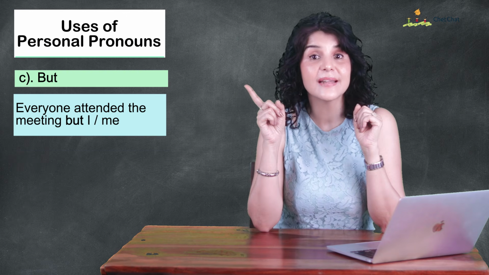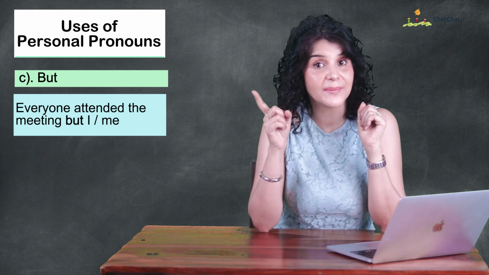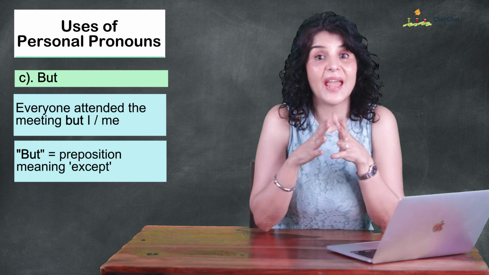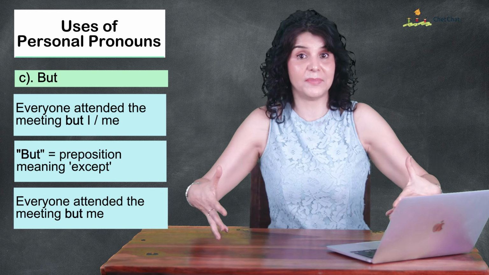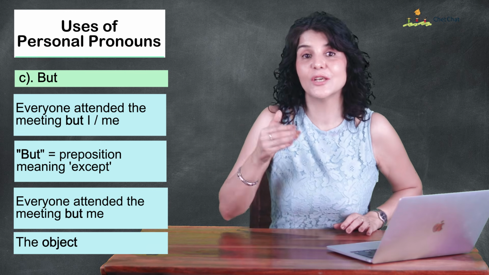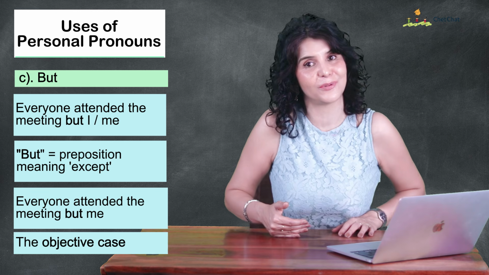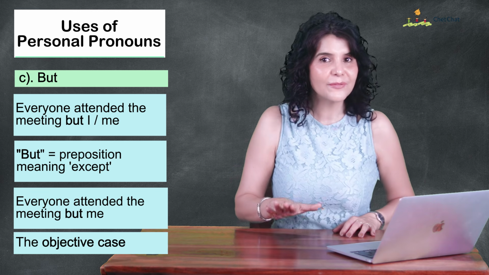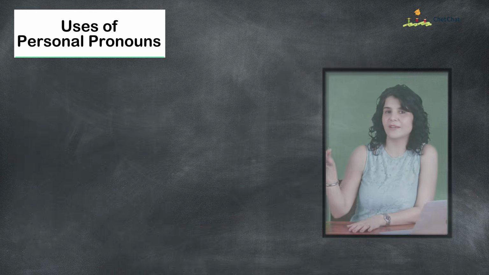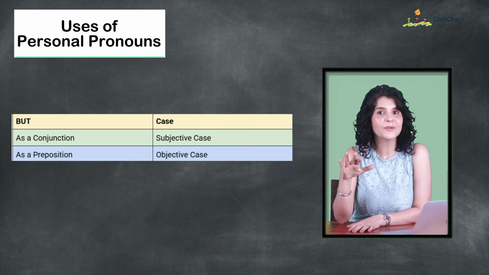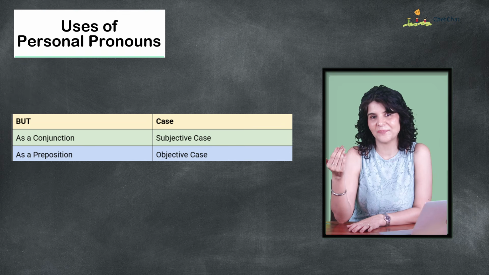But everyone attended the meeting, but. Now here but is used as a preposition, meaning except. Everyone attended the meeting but me. We use me, the objective case, because now it is the object of the preposition. This can be a little confusing, so I'm putting it down here on a small table. Take a screenshot and save it and come back to it and you'll find it easy.